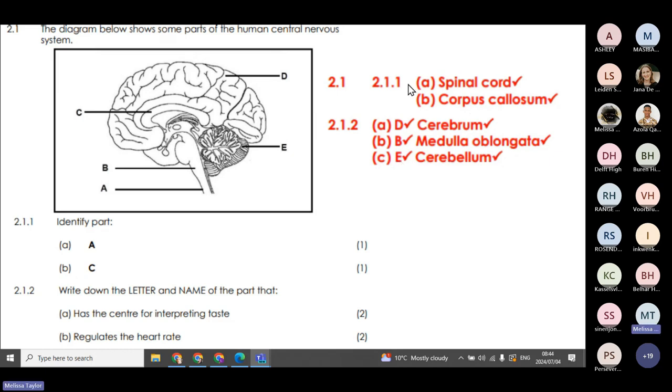Okay, and I just want to show you, as I said before, we mark these two things separately. So if on the day of your exam, you know it's part D, but you can't remember the name, then write the letter D because we will still give you a mark for that. They don't have to both be there to get any marks. But obviously to get both marks, then they both need to be there.